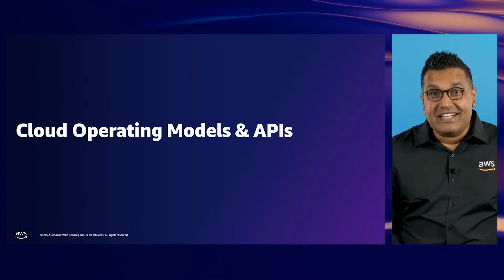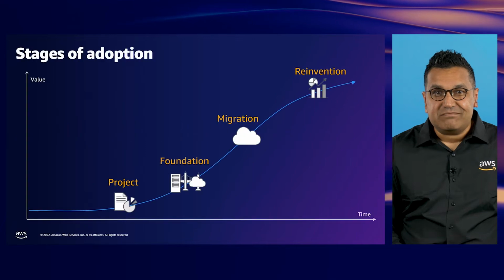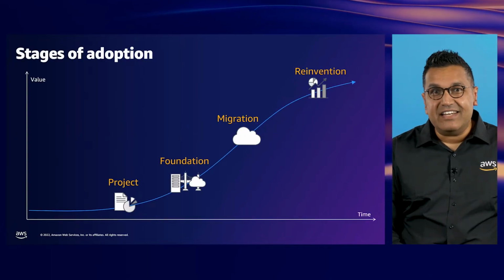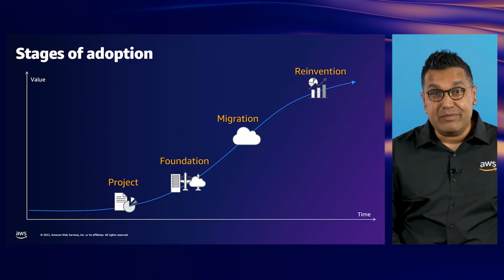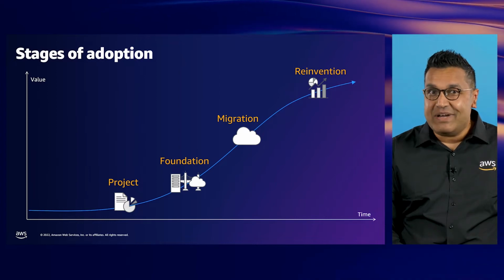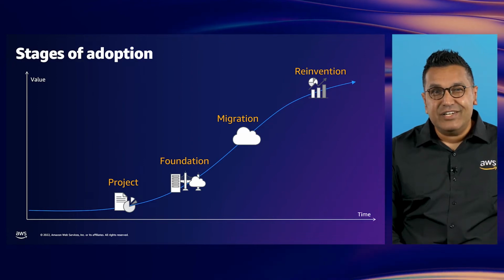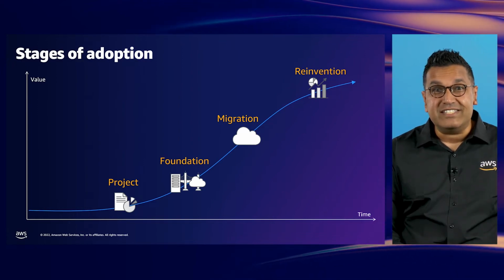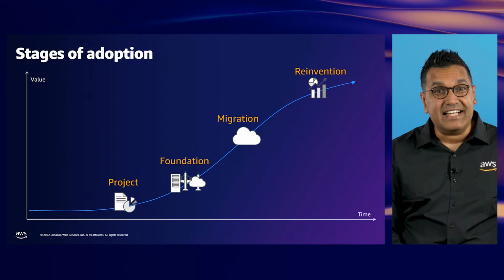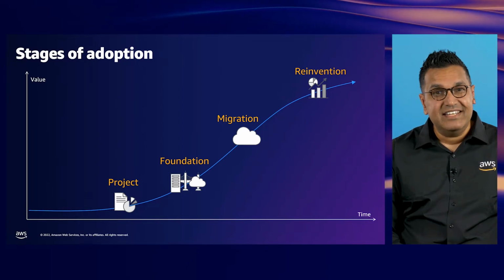So let's kick off with cloud operating models and APIs. Now, when moving to the cloud and adopting modern DevOps-based developer practices, we observe four main stages of adoption. The project stage is where most enterprises start, usually with a few projects or test environments to begin to understand how the cloud can meet a particular business need.